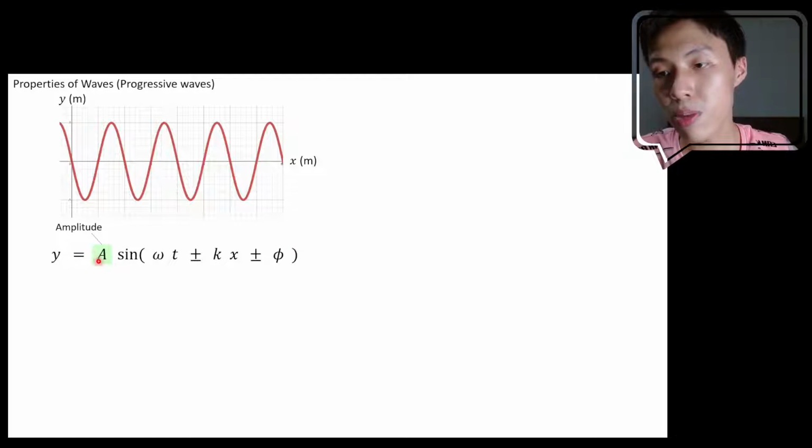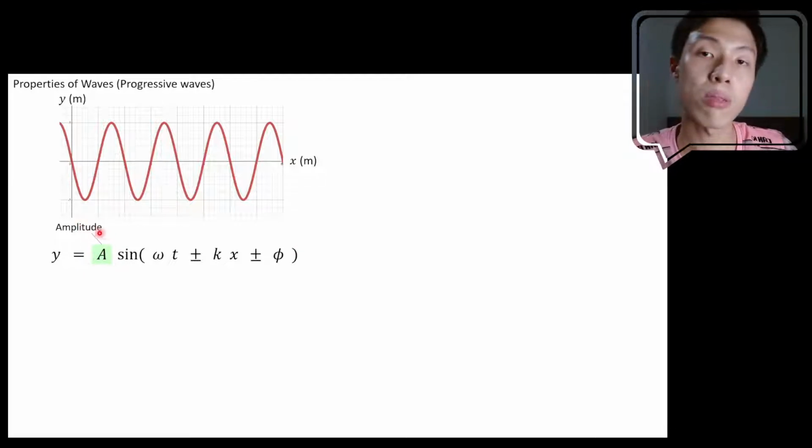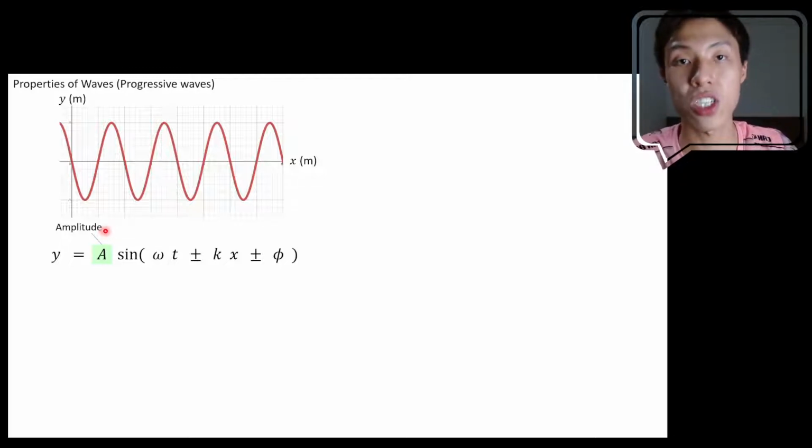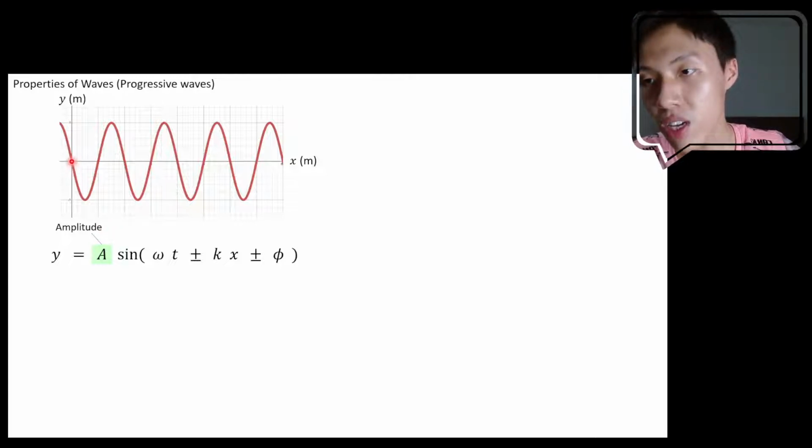So the first parameter here is amplitude. Amplitude is similar to what you have learned in chapter 9 on simple harmonic motion. It is the magnitude of the maximum displacement that can be achieved here. Over here you can think of x as a series of particles. You can think of it as every single position having one particle. At each different position x, the particle undergoes a different amount of displacement.